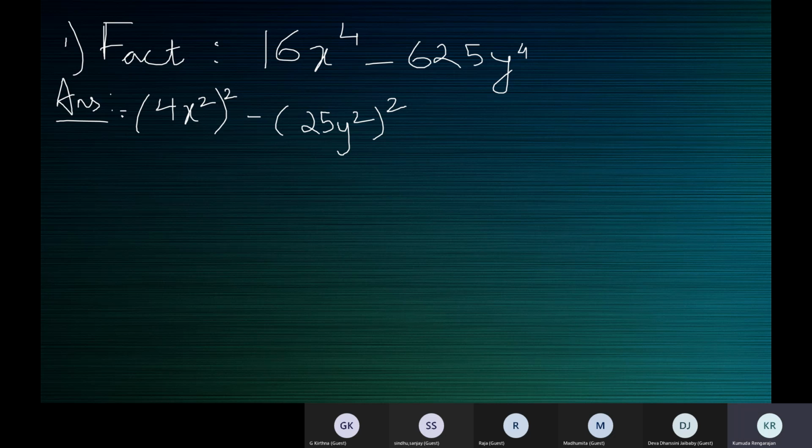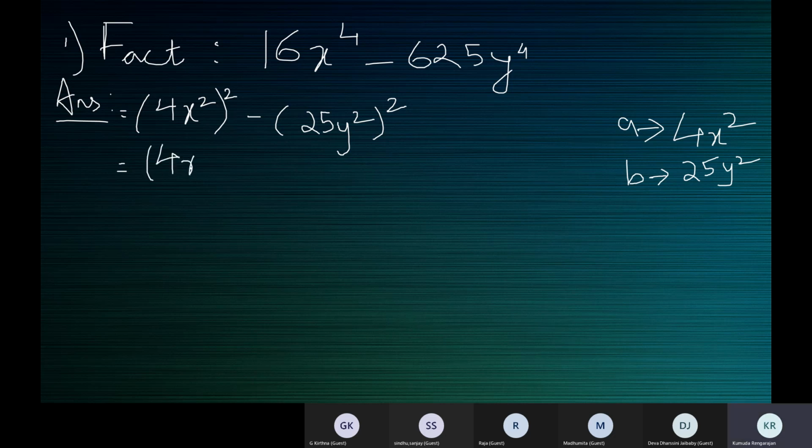Next. What is a from this? It's in the form a square minus b square. What is a? 4x square. Cover the x square. That is a. So this is a. And what is b? 25y square, ma'am. 25 is correct. This is b. So now we need to write a plus b into a minus b.